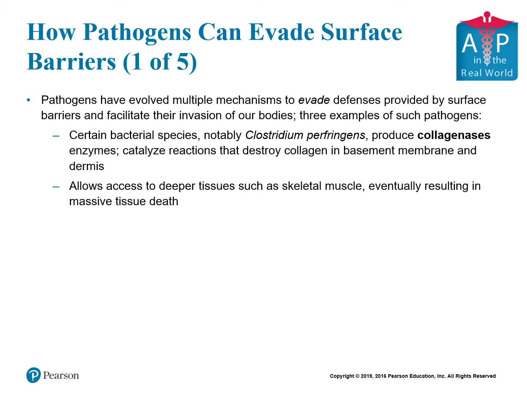Certain species of bacteria, things like Clostridium and a couple of others, actually have mechanisms to avoid some of those defenses. Some of them, like that Clostridium, produce collagenase, which is an enzyme that destroys collagen. Once it destroys that collagen, it's able to go deeper into your skin, and it can even have access to skeletal muscle, which can eventually lead to necrosis or death of tissue.